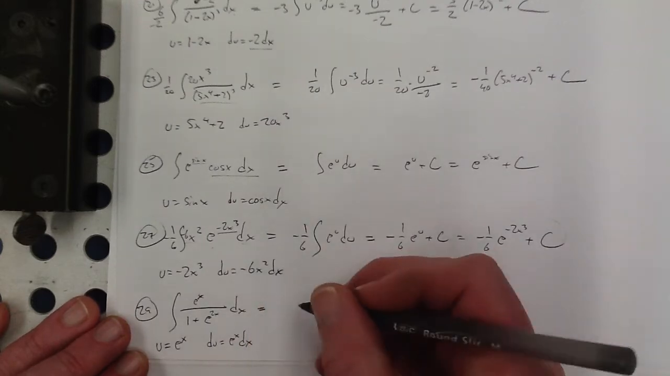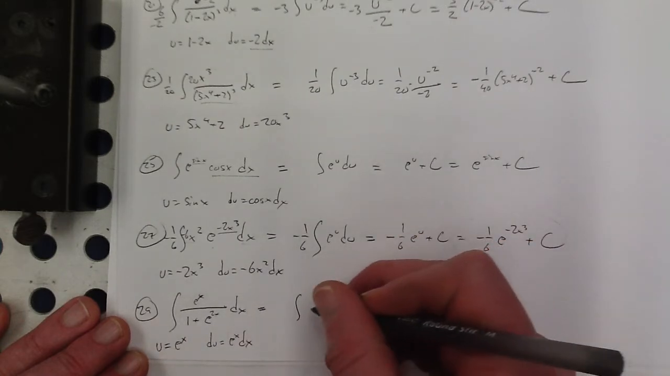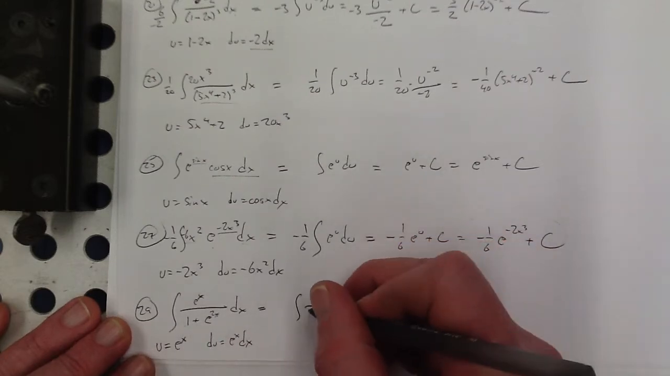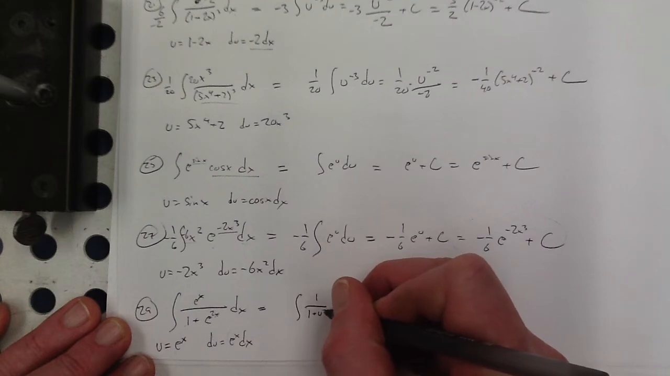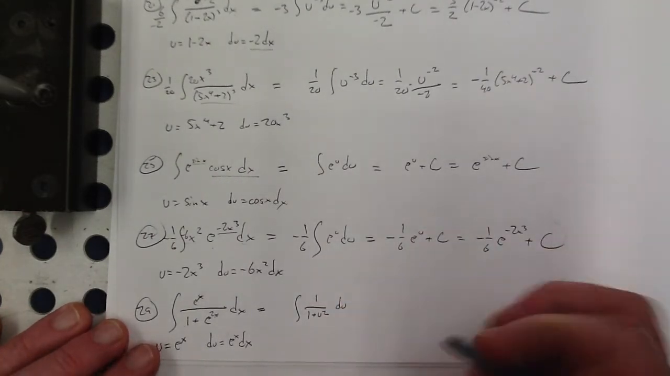Okay, so how are we trying to rewrite this? So the e to the x dx, that's my du. And then here, 1 plus e to the 2x. So e to the 2x is the same as e to the x squared. So that's 1 plus u squared. So you might want to pause there so that I'll wash over you.